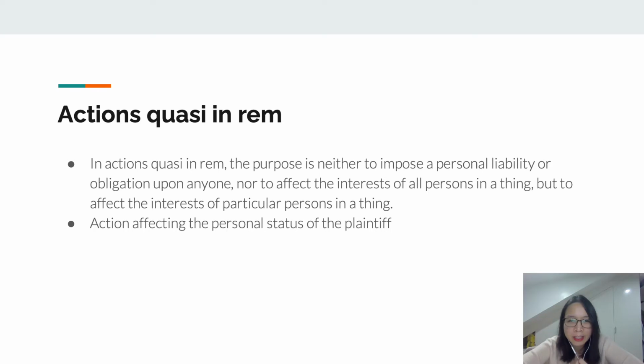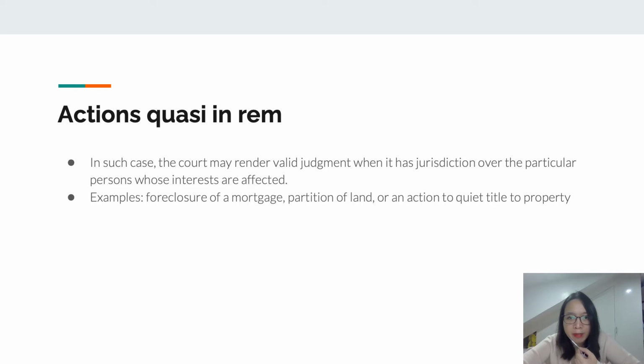Next, we have actions quasi in rem. In actions quasi in rem, the purpose is neither to impose a personal liability or obligation upon anyone, nor affect the interests of all persons in a thing, but to affect the interests of particular persons in a thing. So this is an action affecting the personal status of the plaintiff. In such case, the court may render valid judgment when it has jurisdiction over the particular persons whose interests are affected. Examples of this are foreclosure of a mortgage, partition of land, or an action to quiet title to property.